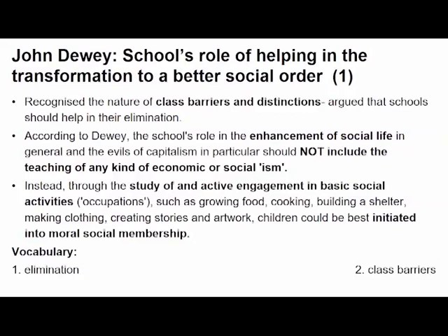Instead, he believed that there should be a study of and active engagement in basic social activities, or we can say occupations, such as growing food, cooking, building a shelter, making clothing, creating stories and artwork, and that children could be best initiated into moral social membership by doing this.